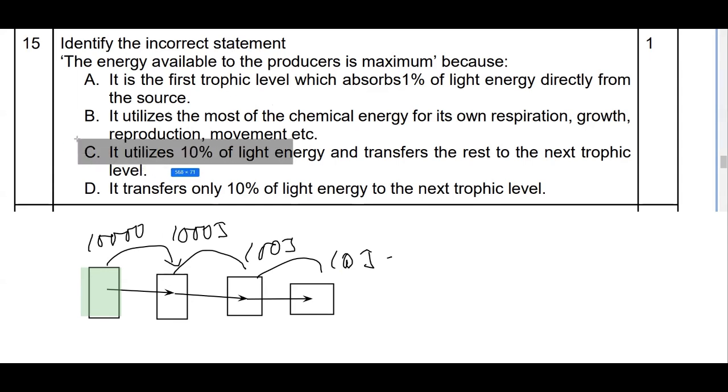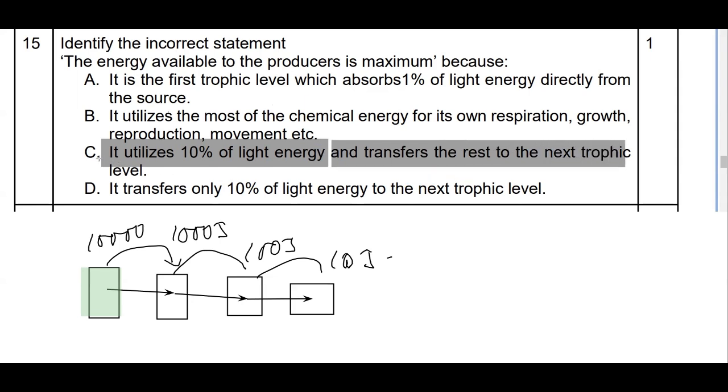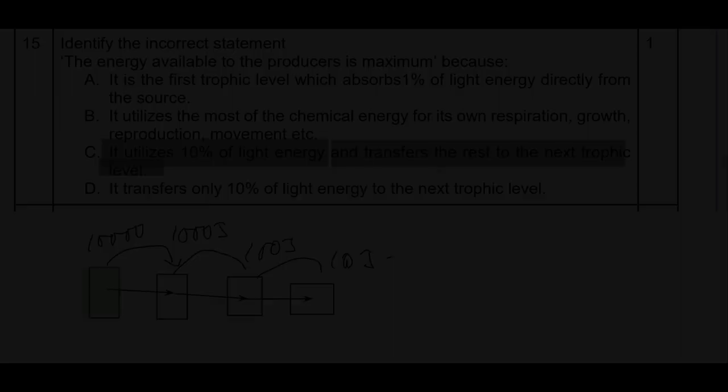So I can clearly see that of the light energy absorbed by the plant, as you know, plants utilize light energy and convert it into chemical energy in the form of glucose during photosynthesis. They utilize 10% of the energy for respiration and other activities, and they transfer the rest to the next trophic level. So this is the reason for the 10% law.